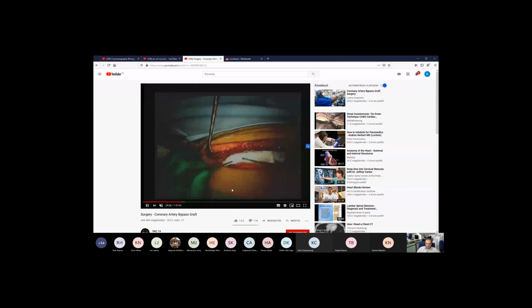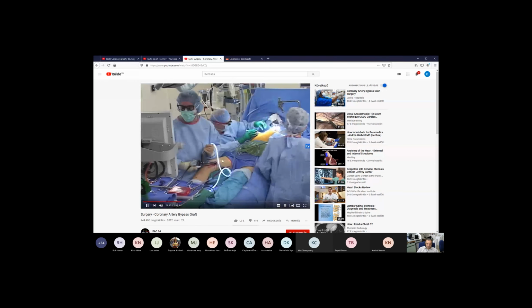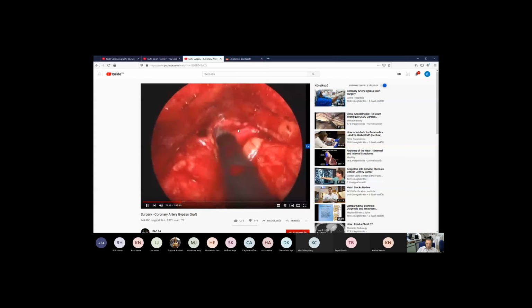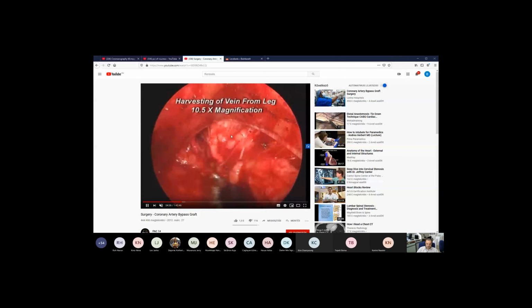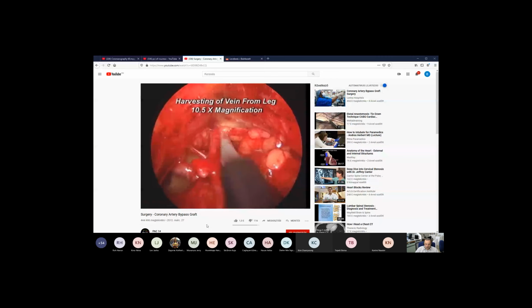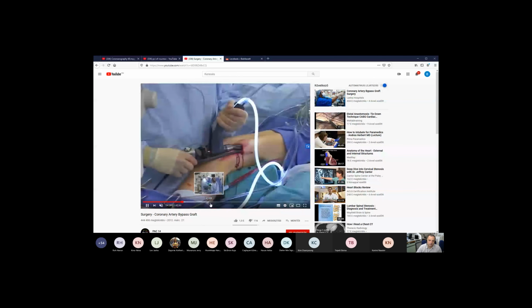And they are removing the greater saphenous vein. You will see in a second that they insert an endoscope. Here it looks quite brutal that they enter the thigh area, and here is the picture, and this is what the surgeon can see from the blood vessel. Here is the greater saphenous vein, and they are preparing it out, and they will remove it, and they will use it in the heart later.